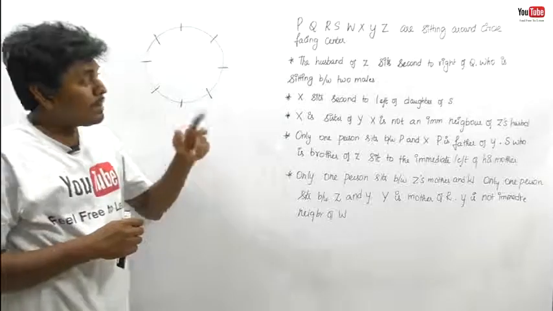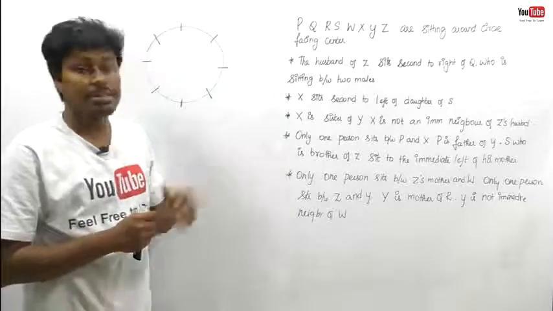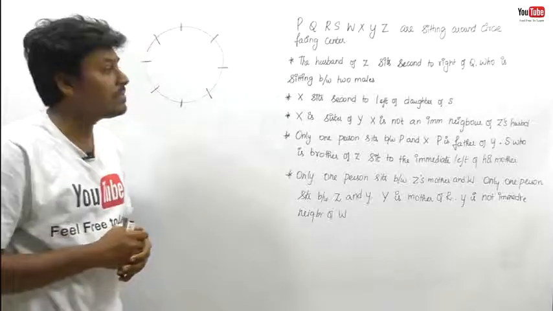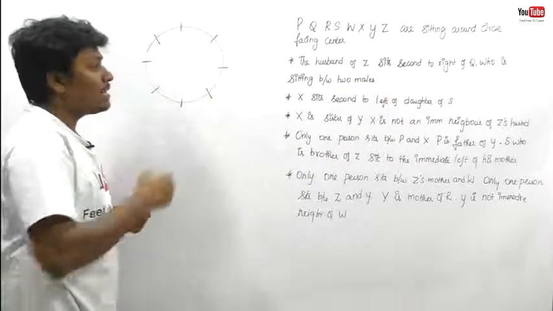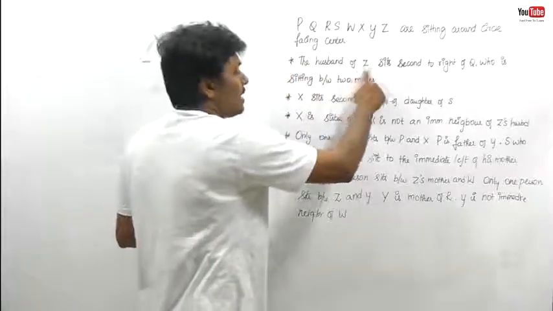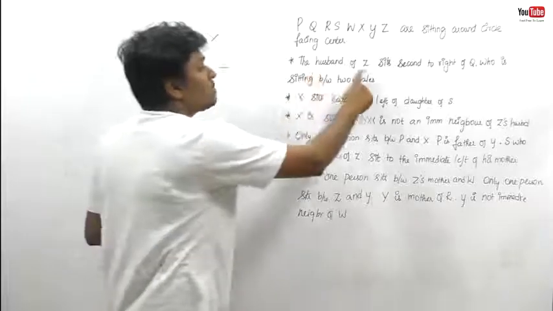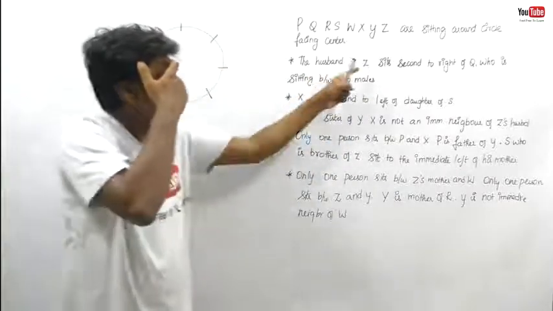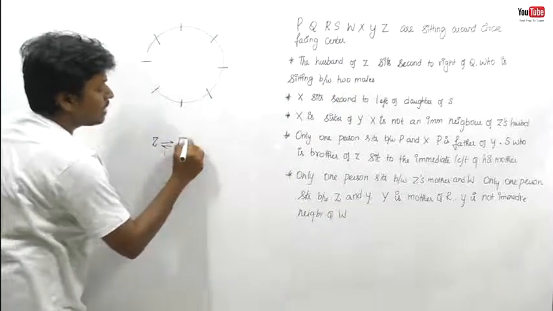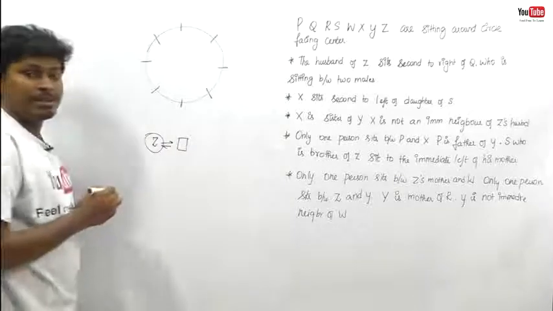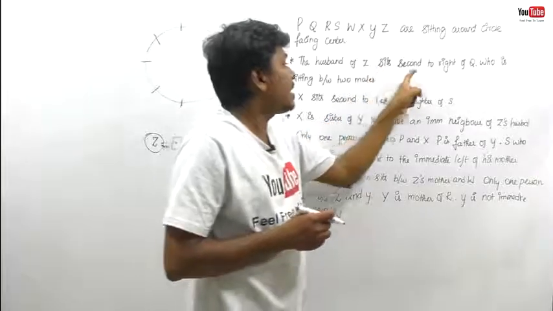So friends, in the previous sum also it is type number 1. So in order to make you strong, again this question is type number 1, right? So let me solve this question, friends. The husband of Z sits second to right of Q. They have said that the husband of Z sits second to right of Q. In the first line itself, we have noted one thing, that husband of Z. So if Z is having a husband, we can definitely say that Z should be a female person, right? So if Z is having a husband, then Z is a female person and sits second to right of Q.